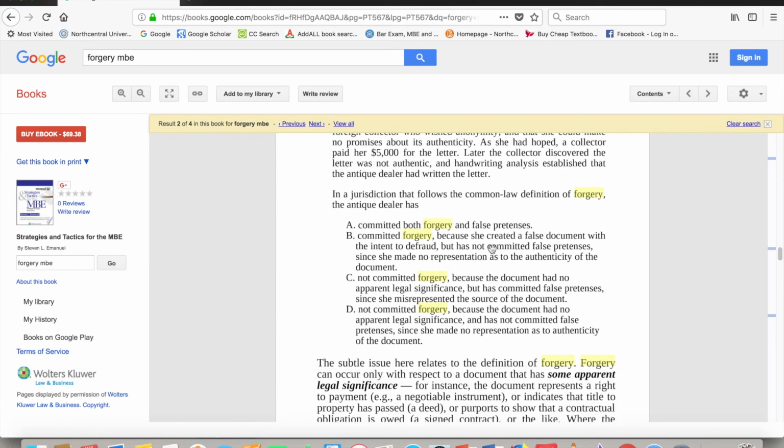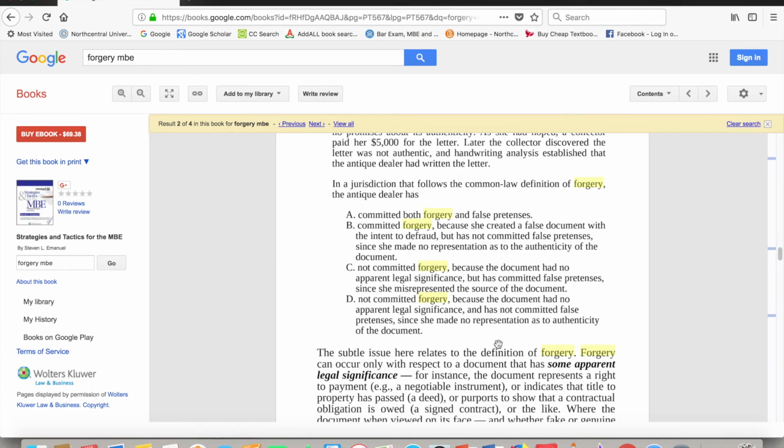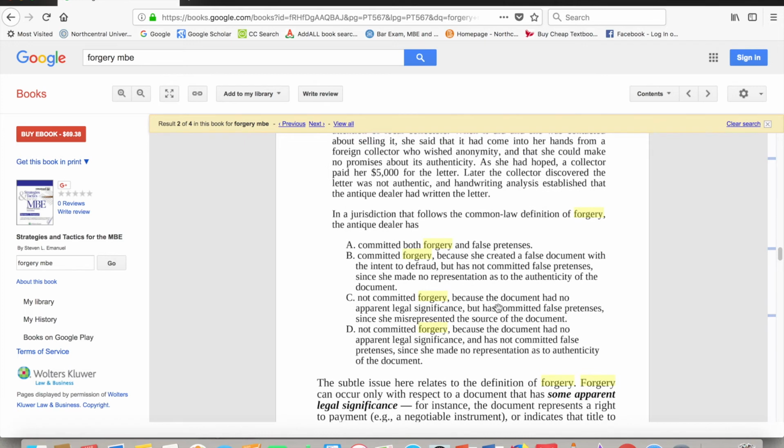In a jurisdiction that follows the common law definition of forgery, the antique dealer has A, committed both forgery and false pretenses, or B, committed forgery because she created a false document with the intent to defraud, but has not committed false pretenses since she made no representations as to the authenticity of the document. C, not committed forgery because the document has no apparent legal significance, but has committed false pretenses since she misrepresented the source of the document. D, not committed forgery because the document has no apparent legal significance and has not committed false pretenses since she has made no representation as to the authenticity of the document. So what do you think the answer is? A, B, C, or D?